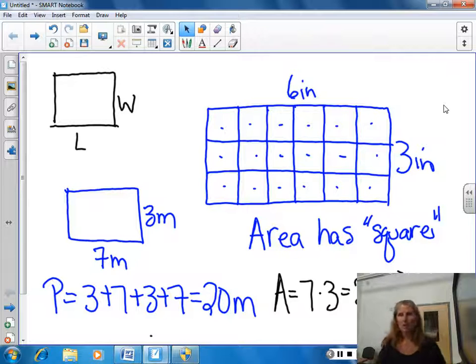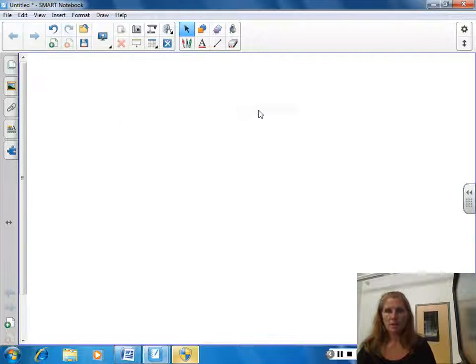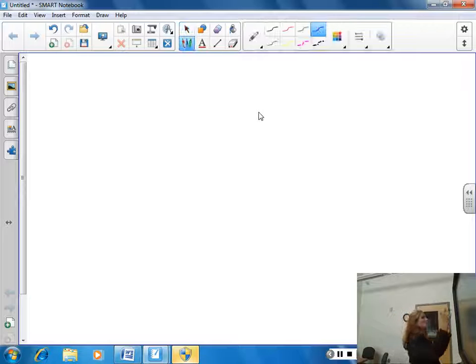So area is always a unit to the 2nd power. Perimeter is always just your unit. That's called a linear unit. Okay, I think we got that. Let's try a problem finding the perimeter and area of a triangle.